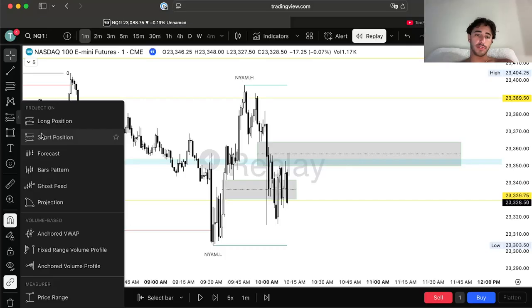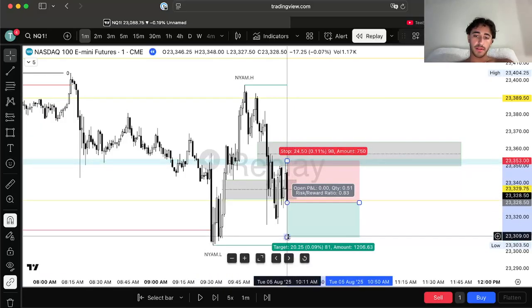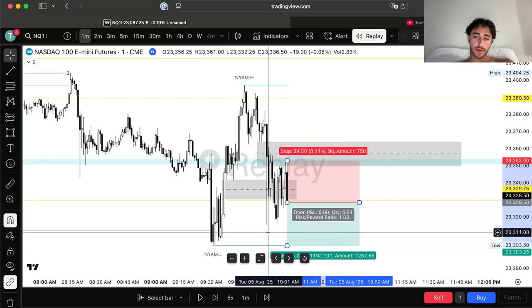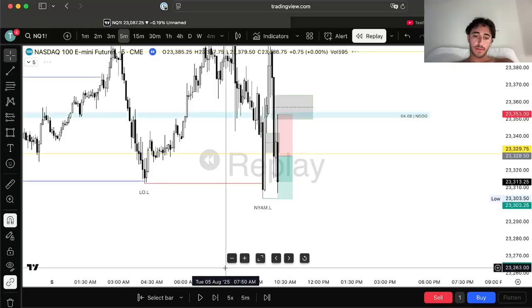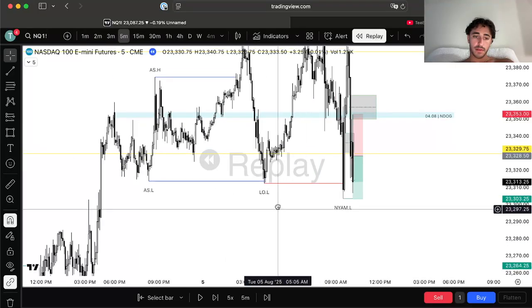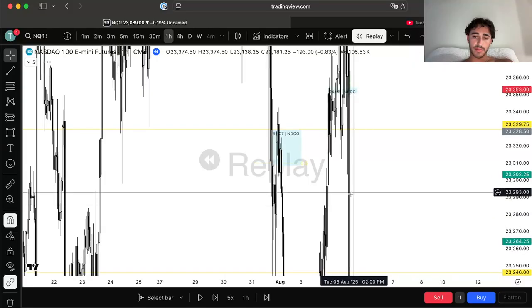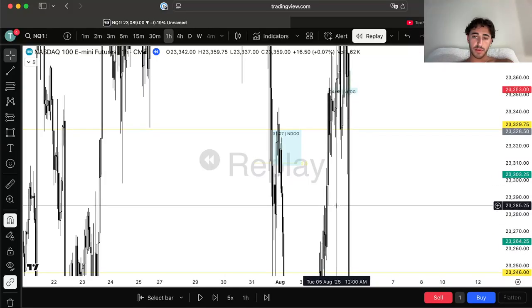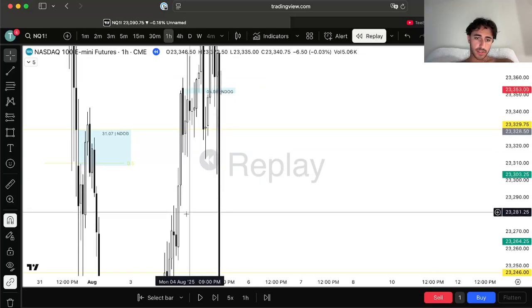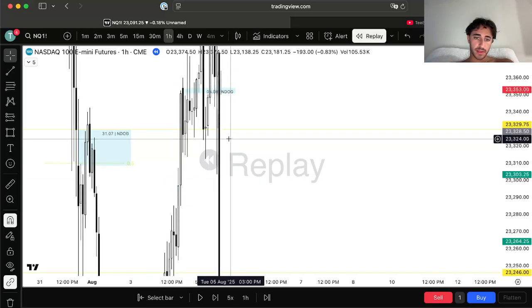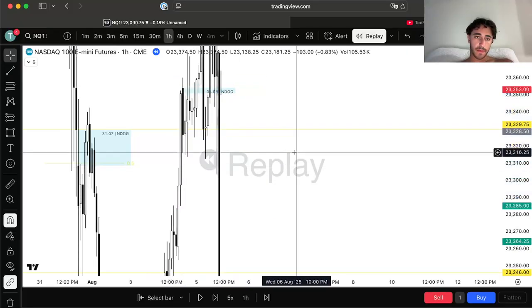I know a lot of people took shorts right here. Stop above here, targeting here for basically a 1-to-1. And then there were so many targets that you could have held for lower. I think I just messed up by doing that, but we have a small fair value gap here. Hold on, where is this? Yeah, okay, so we have a very small fair value gap here that could be used. So you could have targeted here for runners, right?